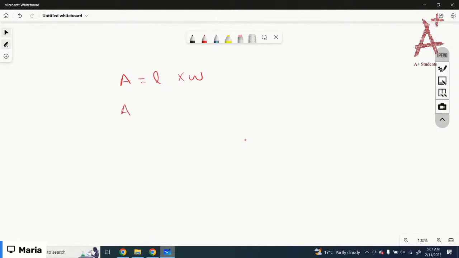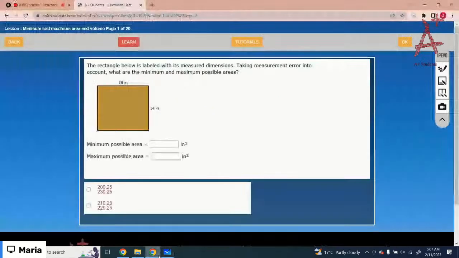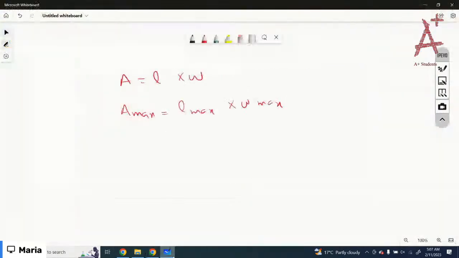Now calculate the maximum area. It would be L max times W max. You can see all the measurements are whole numbers, 14 and 16. Got it? So you have to add half of 1 inch, which is 0.5. So for the maximum possible area, you have to add 0.5 to both the values. It would be 14 plus 0.5 and 16 plus 0.5. So this is 14.5 times 16.5. Just multiply them and let's see the answer.